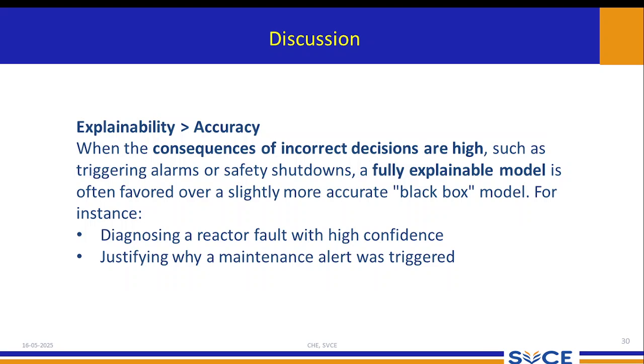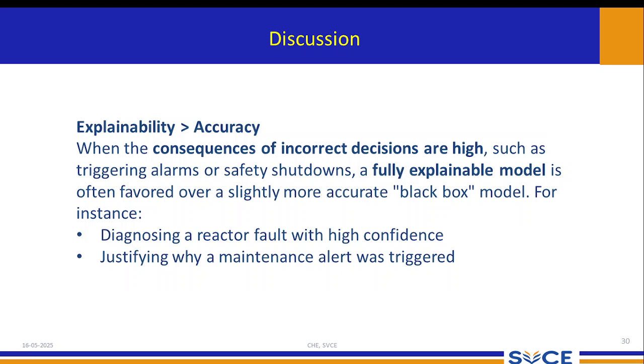Coming to explainability and accuracy: when the consequences of incorrect decisions are high, such as triggering alarms or safety shutdowns, a fully explainable model is often favored over a slightly more accurate black box model. I will try to explain what a black box model is. The explainable model is more often favored over the slightly more accurate black box model.